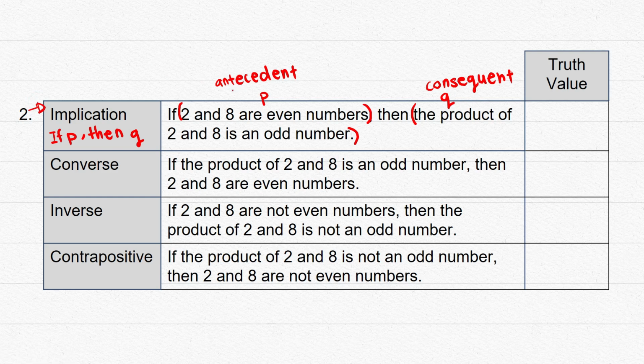And then we determine the truth value of the antecedent and the consequent. 2 and 8 are even numbers. Is it true or false? True. Okay, this is true. And how about the consequent? The product of 2 and 8 is an odd number. Is it true or false?